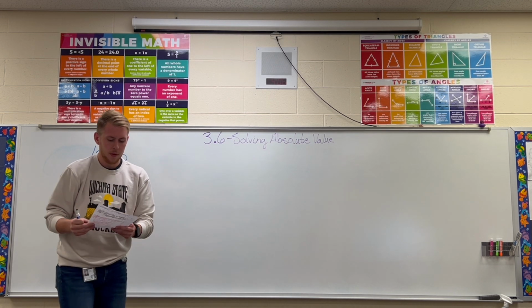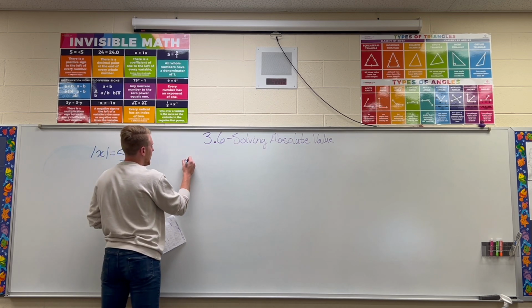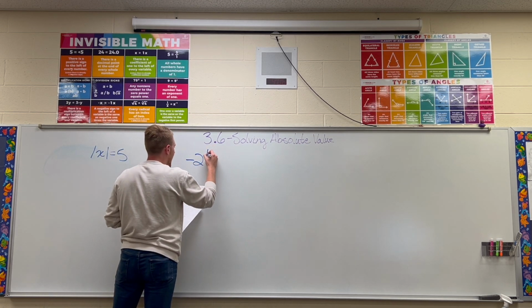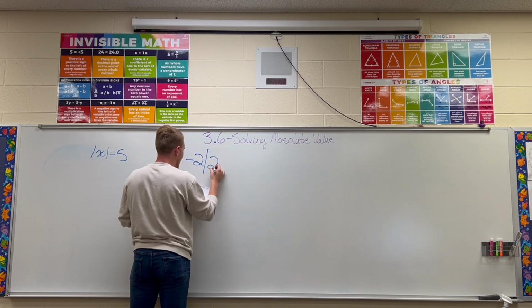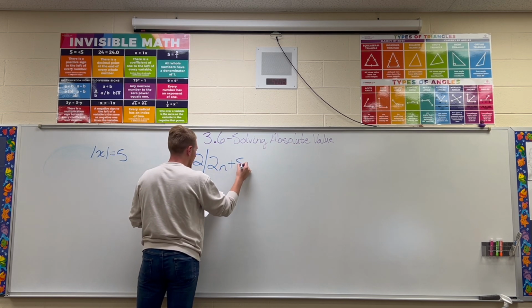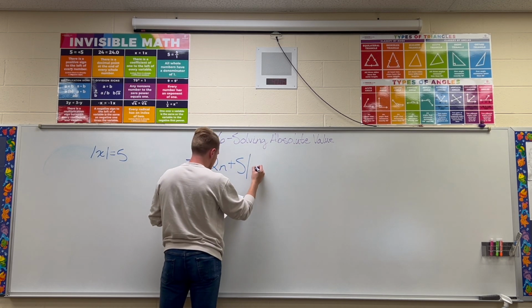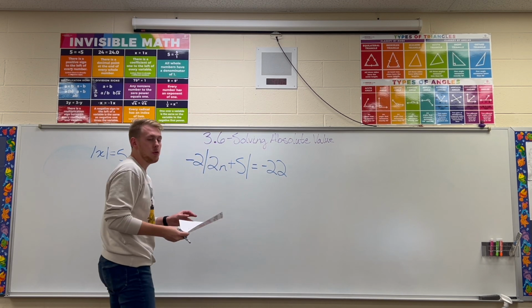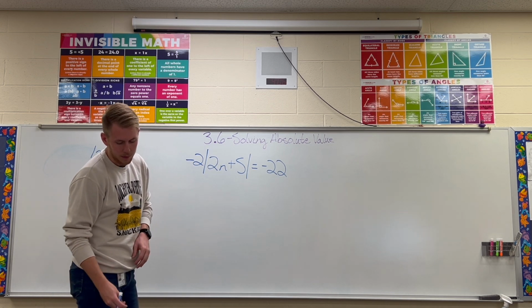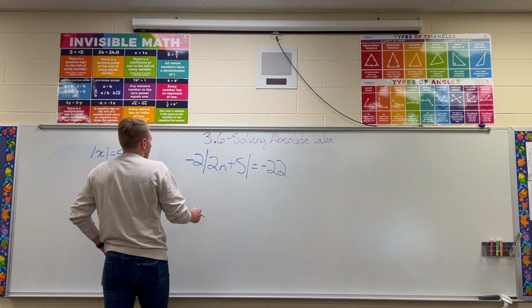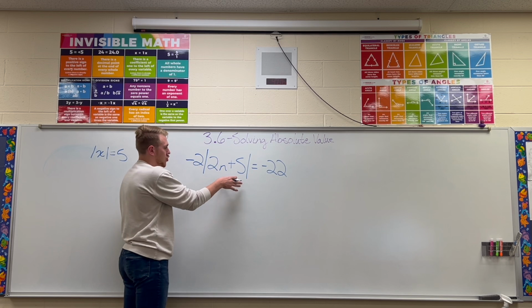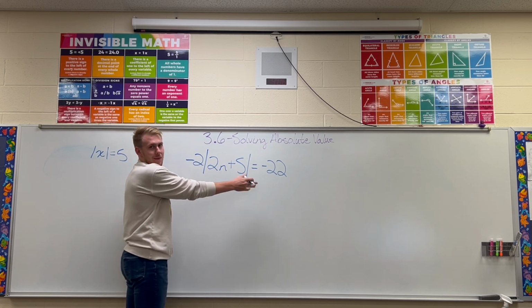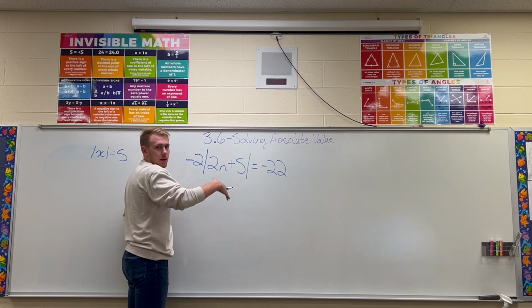Okay, so negative 2 times the absolute value of 2n plus 5 equals negative 22. Okay, so this one's different, and I'm going to show you how. This, remember, we treat just like parentheses. So I can't subtract 5 from it because it's still within the bars.